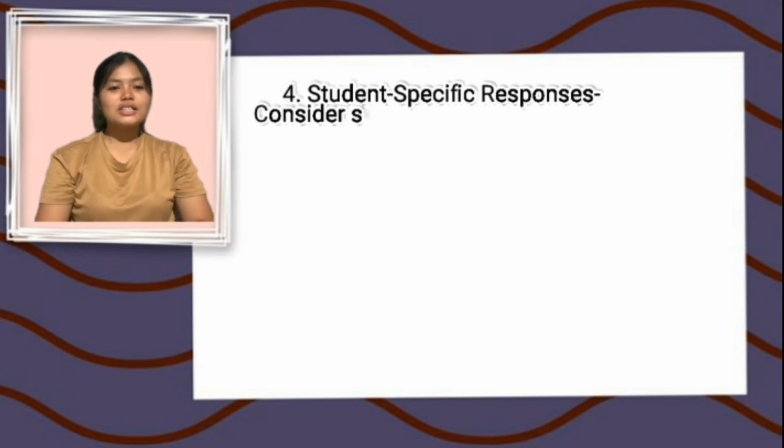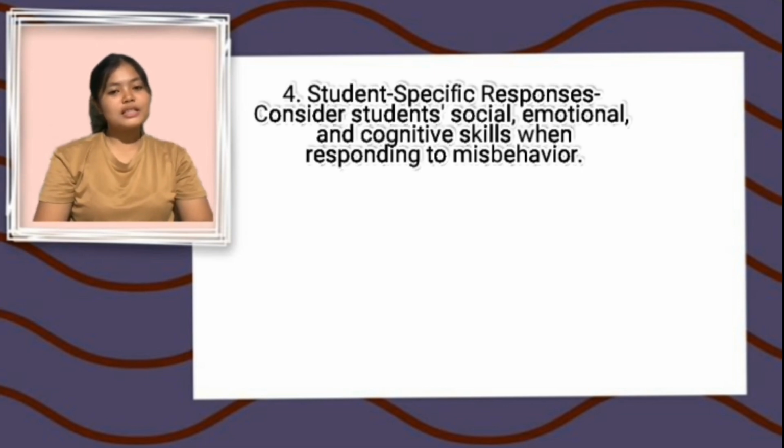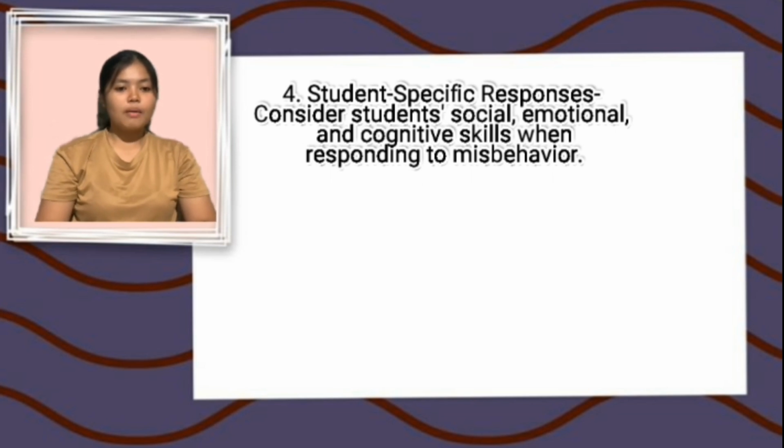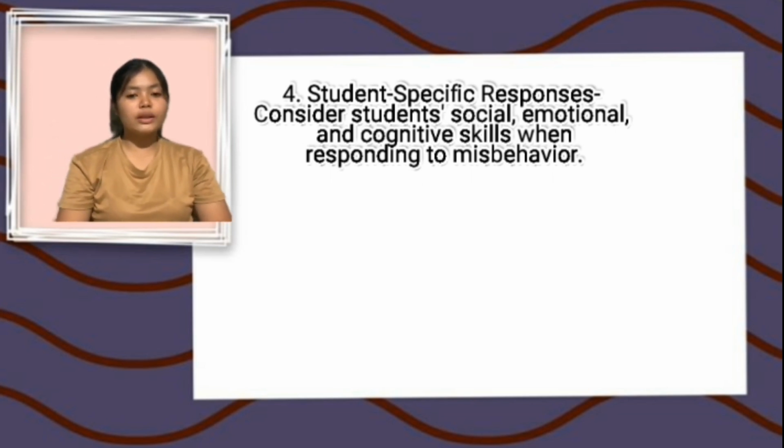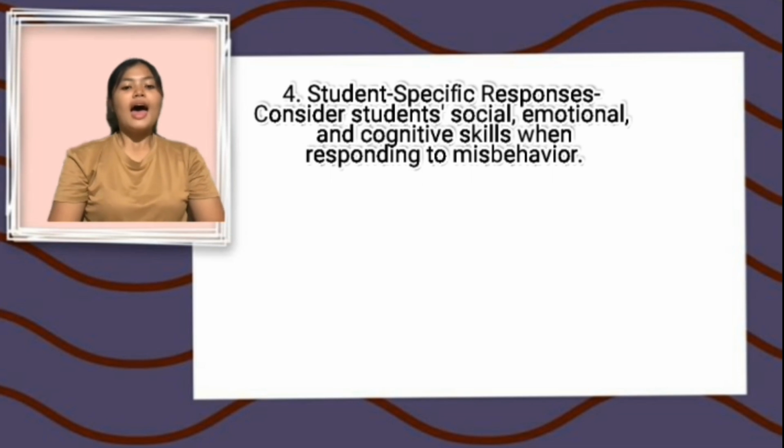Number 4, student-specific responses when responding to misbehavior. Take into account the social, emotional, and cognitive skills of the students, as well as what was happening in the situation. The consequences for a student might be the same, but you might practice more with the student or have them reflect on their behavior.